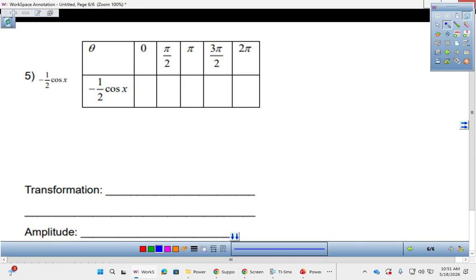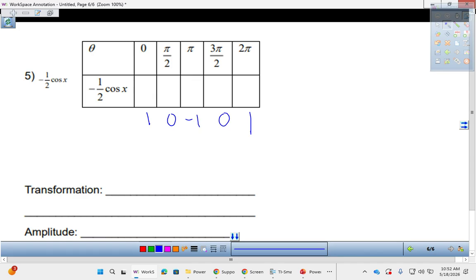Negative 1/2 cosine of x. First thing I need you to recognize is it's cosine and not sine anymore. So when I use my critical points, I want to use the OG cosine ones, not sine. All right, so they're different, the bottom values. So now the bottom values are going to start at 1. 1, 0, negative 1, 0, 1. Because when we went around the unit circle, that's what we got for the x values, the cosine values. Everybody okay with that part?